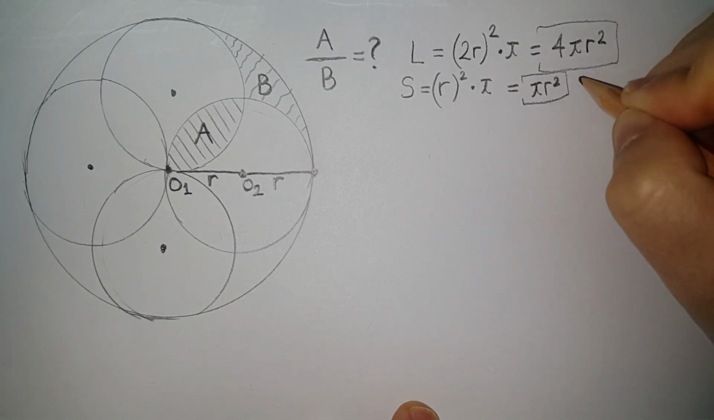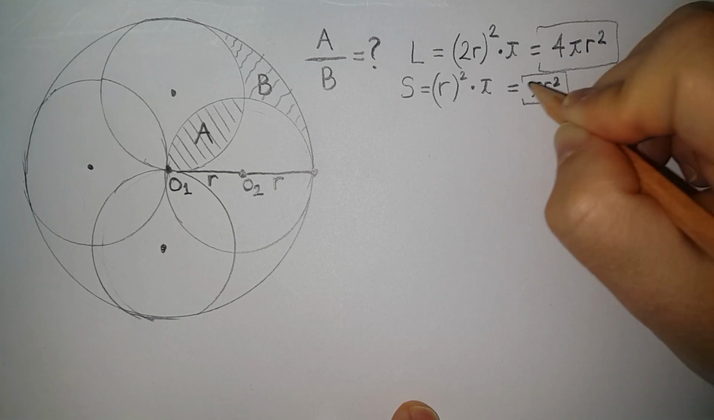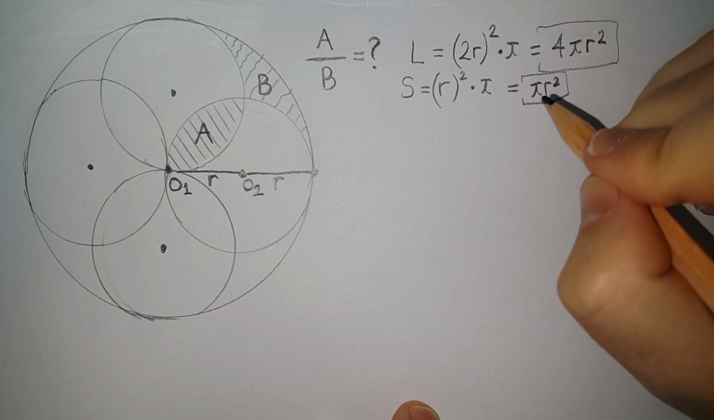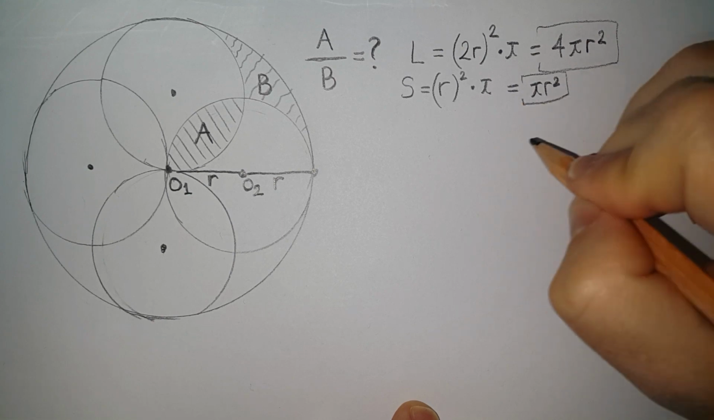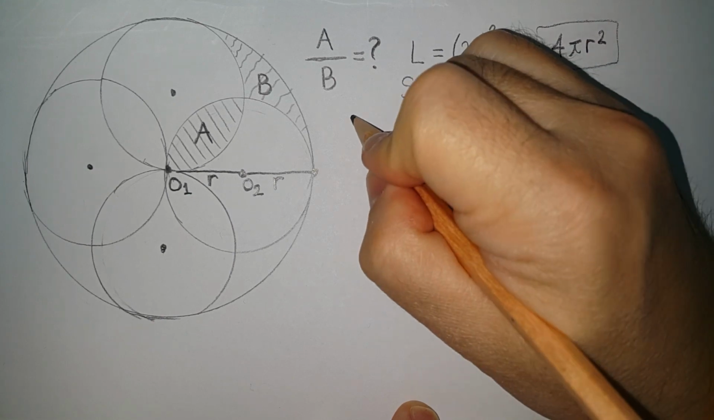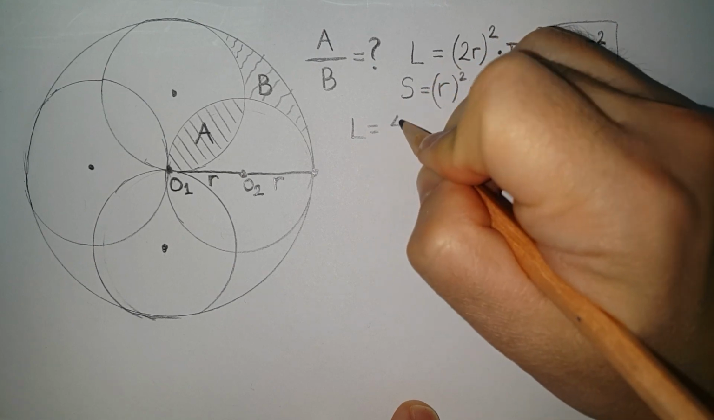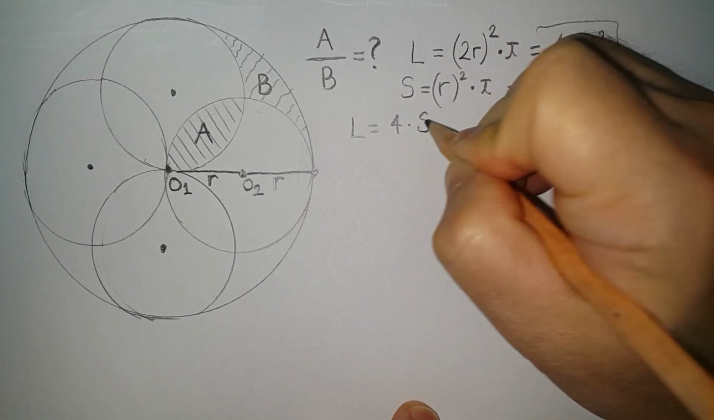So the conclusion we can draw from what we did so far is pretty obvious. The large circle has 4 times the area of one of these small circles. So we can write it down like this. L equals 4 times S.